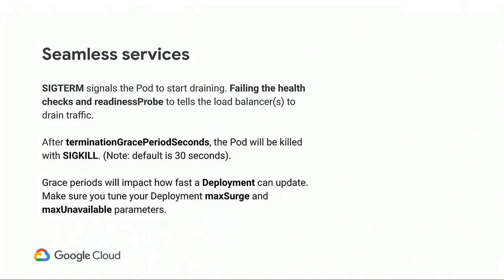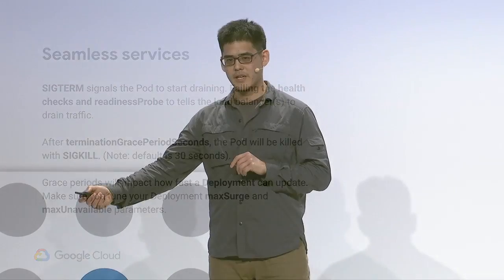Finally, setting these grace periods may impact how fast a deployment can update. So make sure you tune your deployment max surge and max unavailable parameters to take this into account. For instance, if you can only tolerate having one pod being upgraded at a time, then the upgrade of your whole deployment will proceed only one pod at a time, and will have to wait for the grace period.